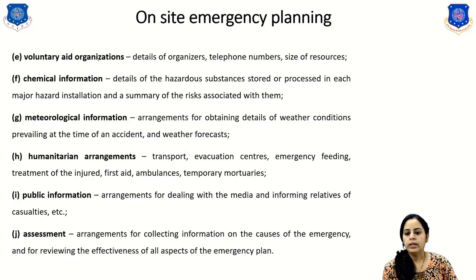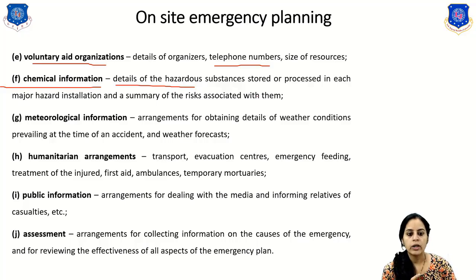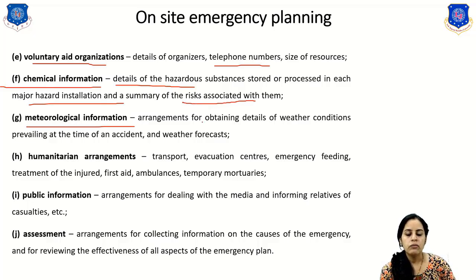Right. Okay, the next, which is voluntary aid organization. It is a detail of the organization, telephone number, size of the resources. Okay. Chemical information, it is a detail of the hazardous substances stored at the processing, each major hazard installation and a summary of the risk associated with them. Right. Then meteorological information, it includes the arrangement of obtaining detail of the weather condition prevailing at the time of an accident and the weather forecast.